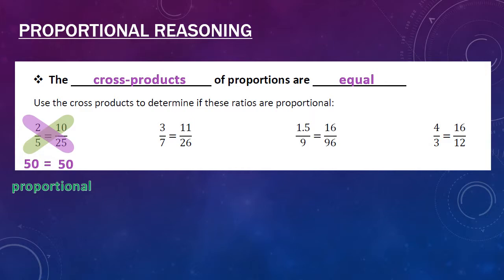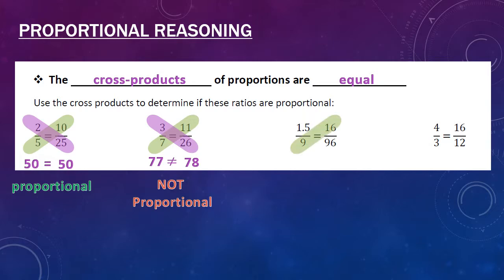So let's look at the second example. Let's multiply 7 times 11 and we get 77. 3 times 26 and we get 78. Those are not equal, which means this is not a proportion. They are not proportional. So we would say they don't make a proportion.